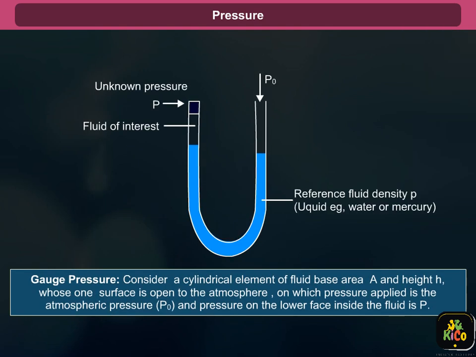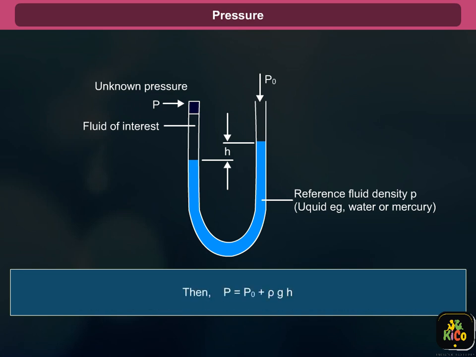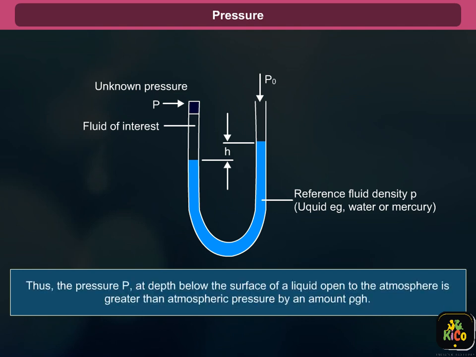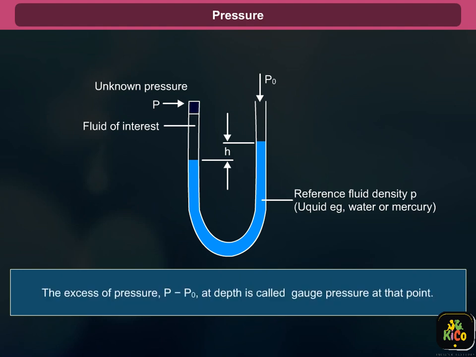Gauge pressure. Consider a cylindrical element of fluid of base area A and height h, whose one surface is open to the atmosphere, on which pressure applied is the atmospheric pressure P0, and pressure on the lower face inside the fluid is P. Then P is equal to P0 plus ρgh. Thus, the pressure P at depth below the surface of a liquid open to the atmosphere is greater than atmospheric pressure by an amount ρgh. The excess of pressure P minus P0 at depth is called gauge pressure at that point.